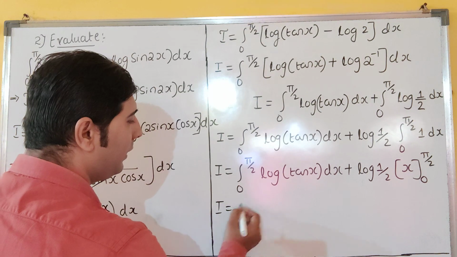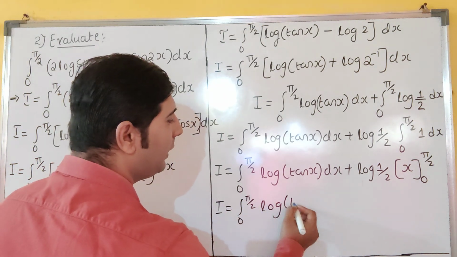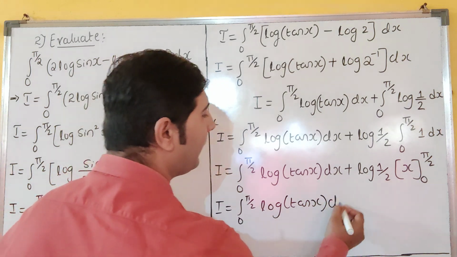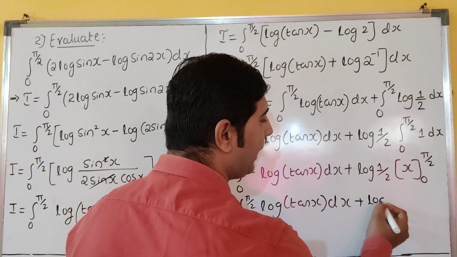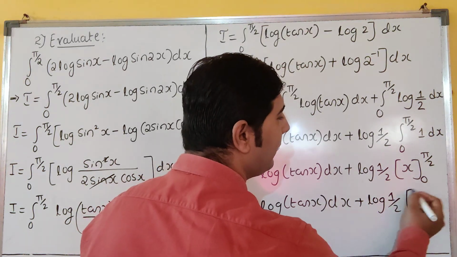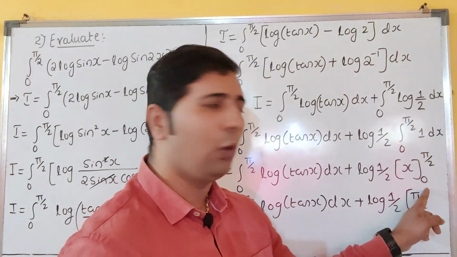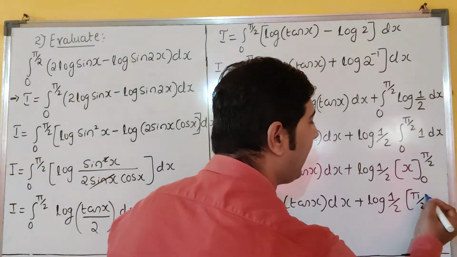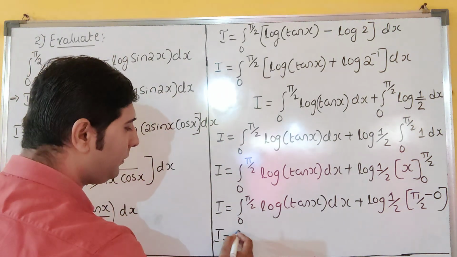0 to pi by 2 log tan x dx plus pi by 2, I will substitute here. Log half I will write as is. Pi by 2 you substitute. Upper limit I am substituting. Lower limit, when you are substituting you have to write minus sign, minus 0. So now how much did you get?